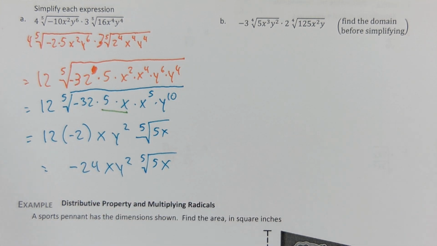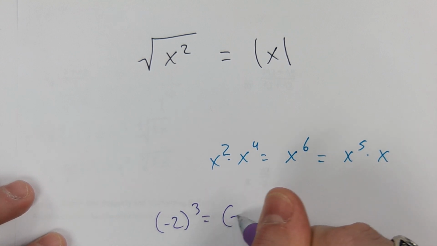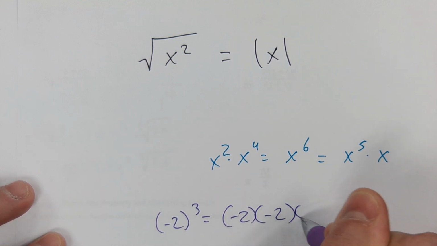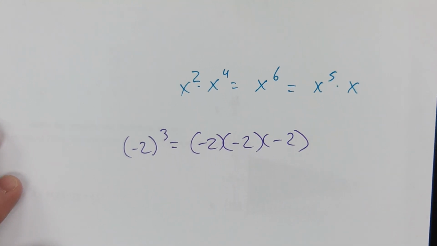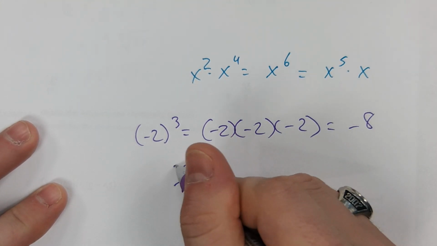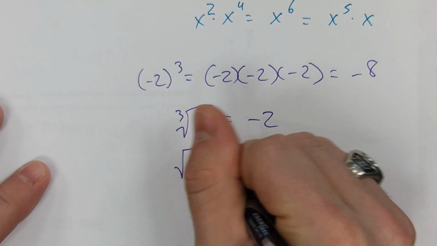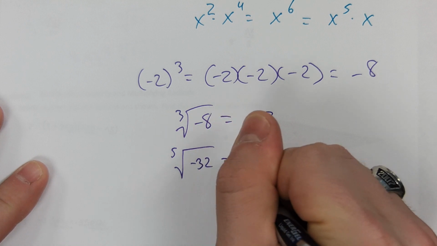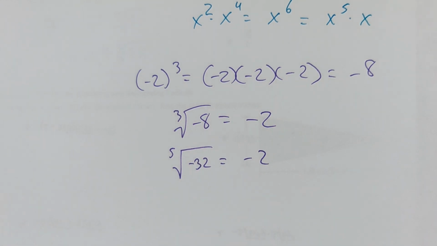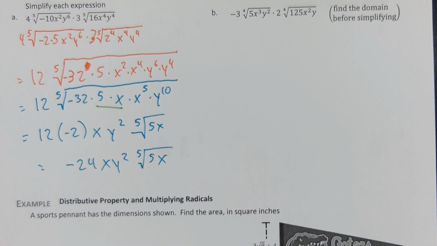Because here, look, if you take the number negative 2 and you raise it to the third power, that means negative 2 times negative 2 times negative 2. What does that get you? Negative 8. That means the third root of negative 8 is negative 2. Just like the fifth root of negative 32 is negative 2. It's because it's an odd root. Only even roots will produce imaginary numbers.